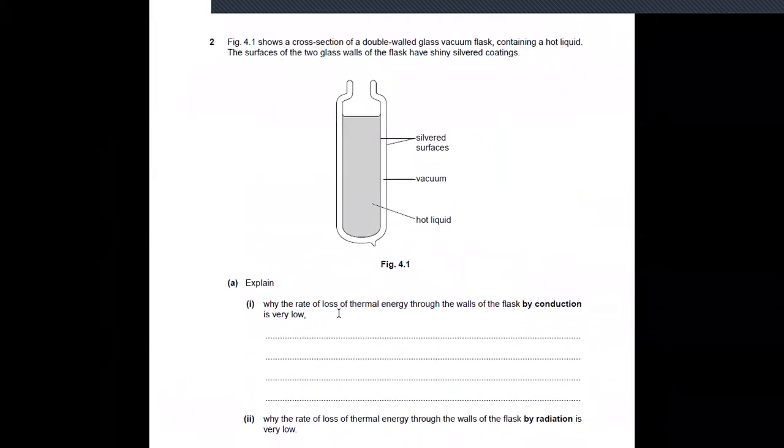Take it, give this question a read and let me know what you think should be the answer to part one. For the first one, glass is a bad conductor of heat, so it won't allow thermal energy to pass through by conduction. Correct. What about the second one?